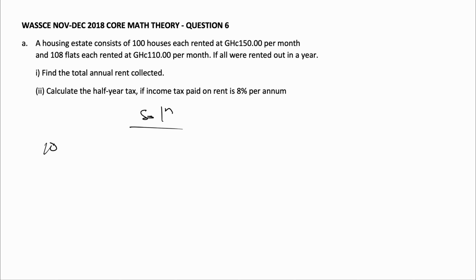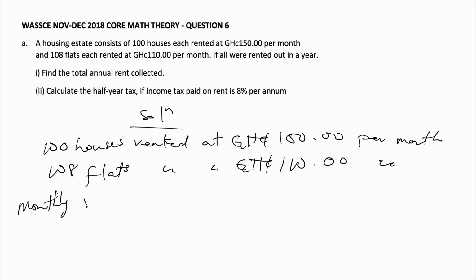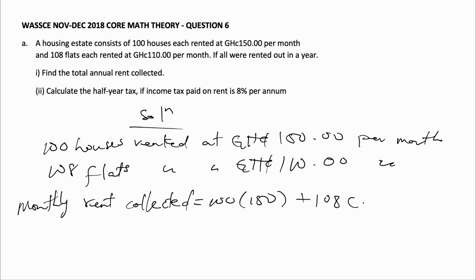So we have 100 houses rented at 150 Ghana cedis per month, and 108 flats rented at 110 Ghana cedis per month. So first, let's find the monthly rent collected. The monthly rent collected will be equal to 100 houses times 150 plus 108 times 110.